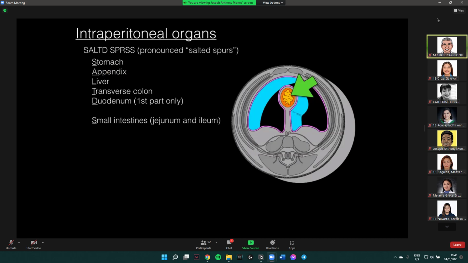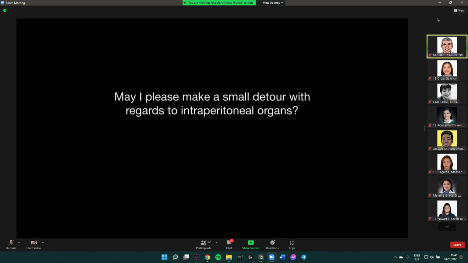And then the S stands for small intestines, specifically jejunum and ileum. The P is for pancreas, but only the tail, the tip of the tail that touches the spleen. The R is for rectum, but only the upper third. The S is for spleen, as just mentioned, and the sigmoid colon. So that acronym, SALTED SPURS, tells you what organs are considered intraperitoneal.